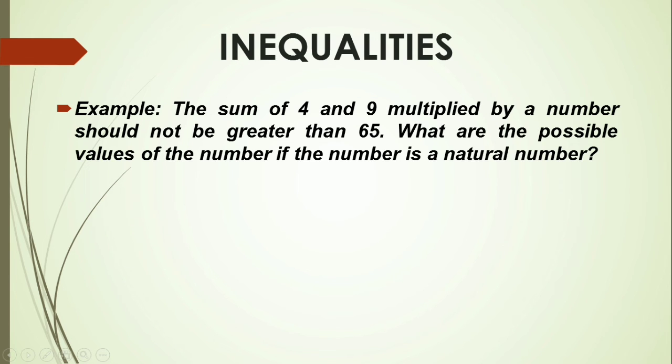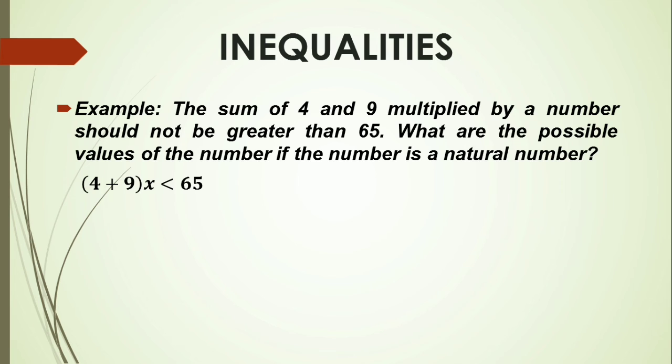We are now on the last example of our video. This example involves inequalities. Here is the problem. The sum of 4 and 9 multiplied by a number should not be greater than 65. What are the possible values of the number if the number is a natural number?